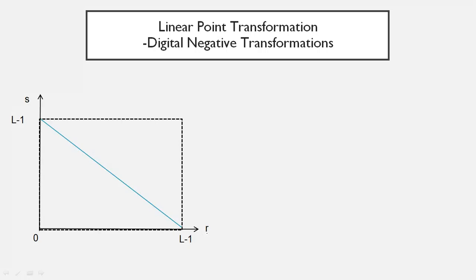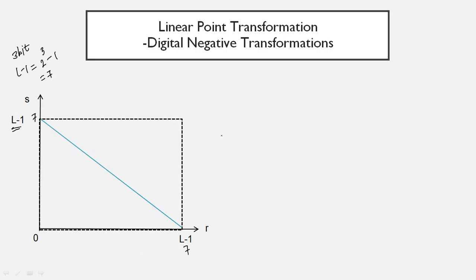So in the input image, if the intensity value is equal to 0, what is the corresponding intensity in the output image? In the output image, it is L minus 1. Let me again take the example of a 3-bit image, where L minus 1 is equal to 2 raised to 3 minus 1, which is equal to 7. So if in the input image R is equal to 0, in the output image S will be equal to 7. If in the input image R is equal to 7, in the output image S will be equal to 0, and so on.